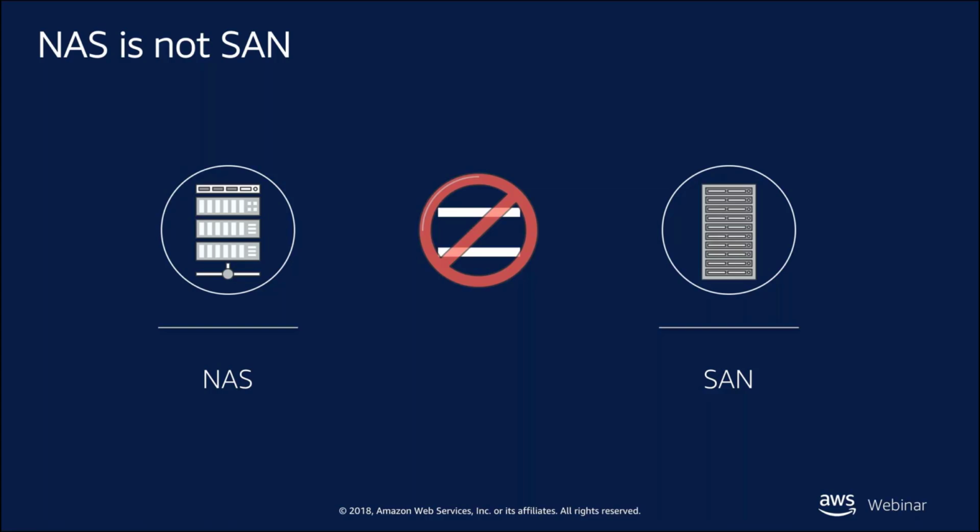So I know there are some hybrid SAN NAS solutions out there. We're not going to be talking about those. We are specifically going to be talking about NAS, and that when a client or a server is accessing a NAS appliance, they are looking at this as a file server or a file system.